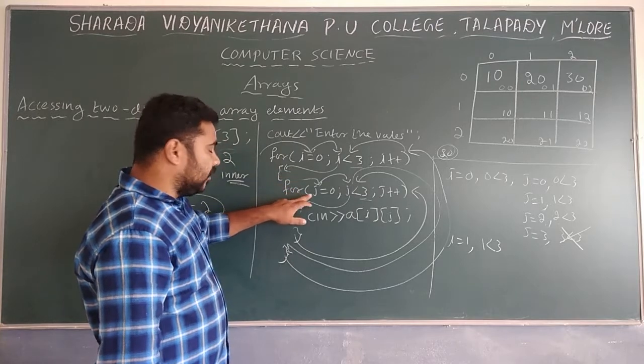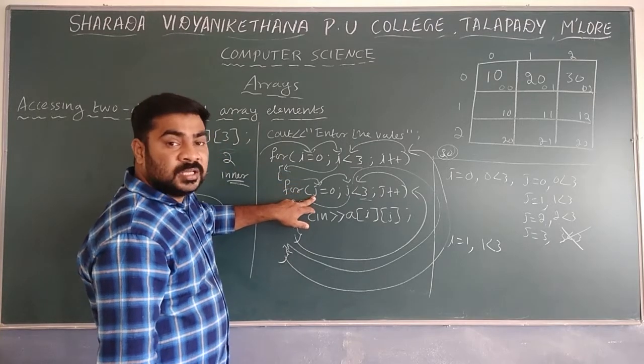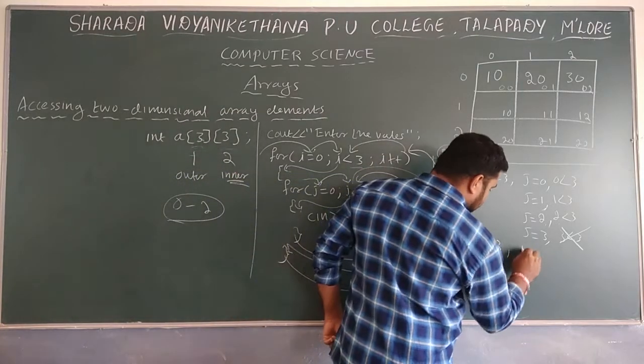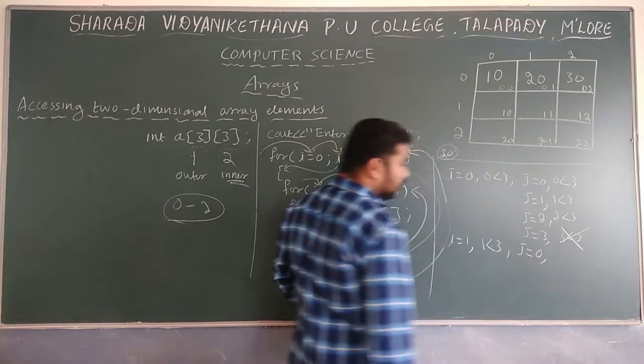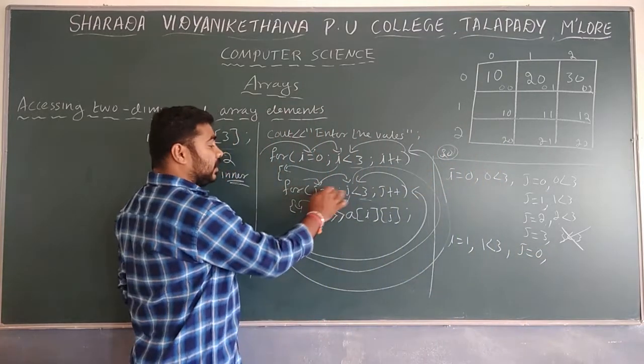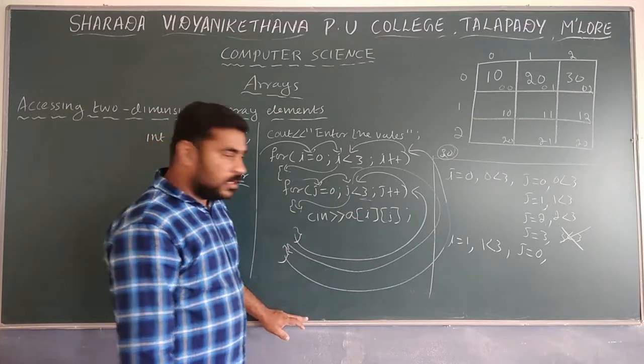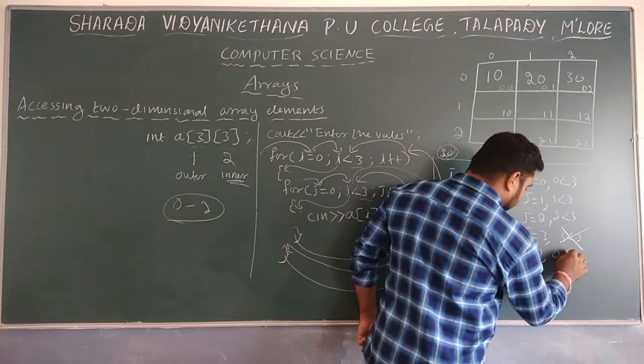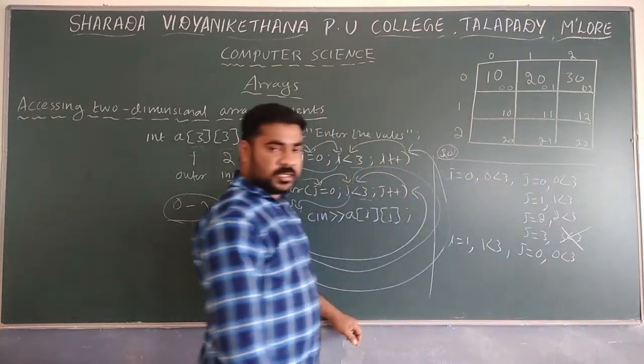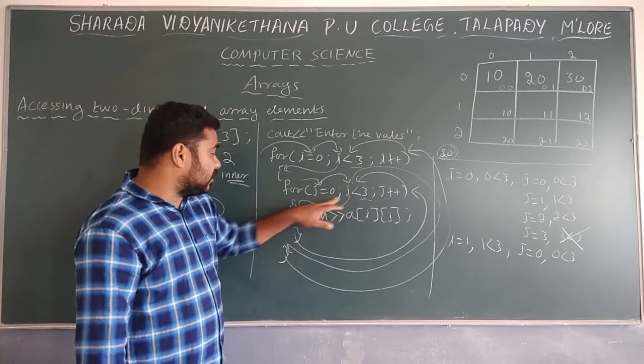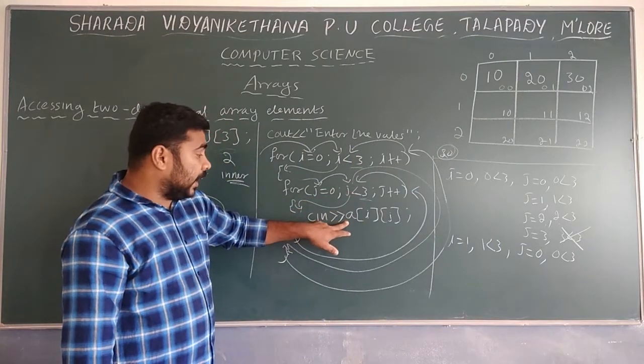Here it will initialize the j value as 0 once again. The j value is 0. Then we check whether j is less than 3. 0 less than 3, the condition is true. Then see in a of ij.